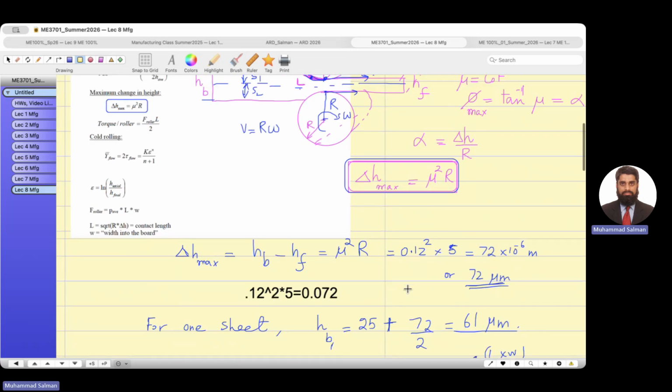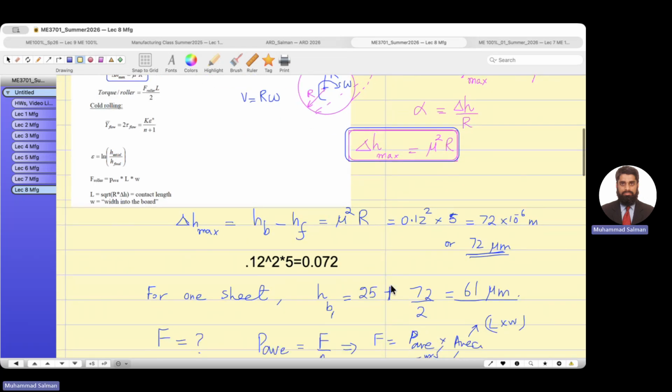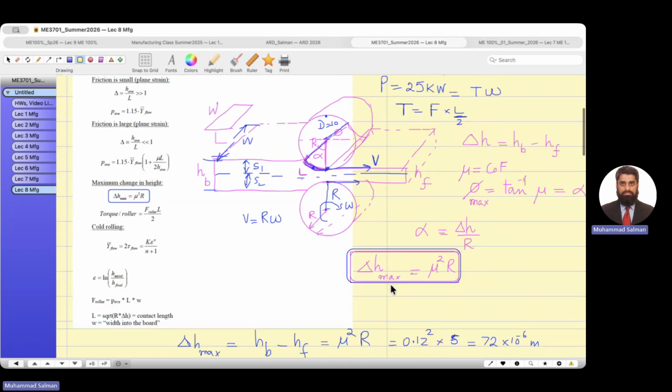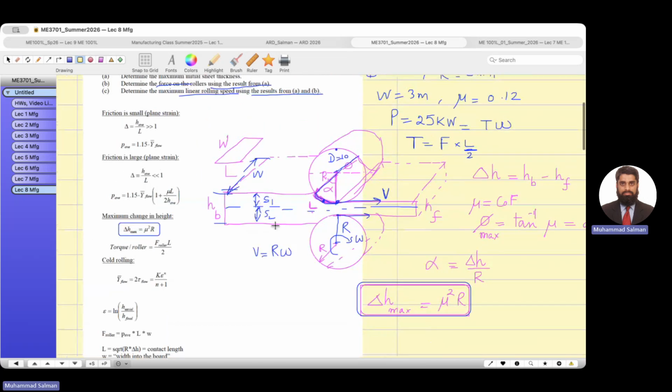Yes, this is the maximum change in the height. So for each sheet, we have to divide by 2. This is for per sheet. Exactly. That's why I made 2 sheets, S1 and S2.